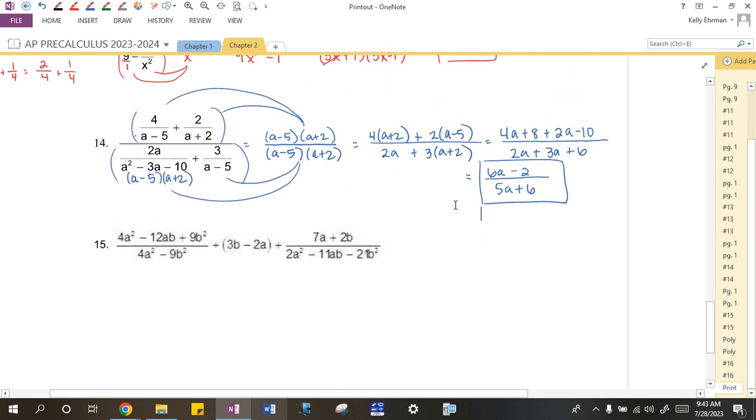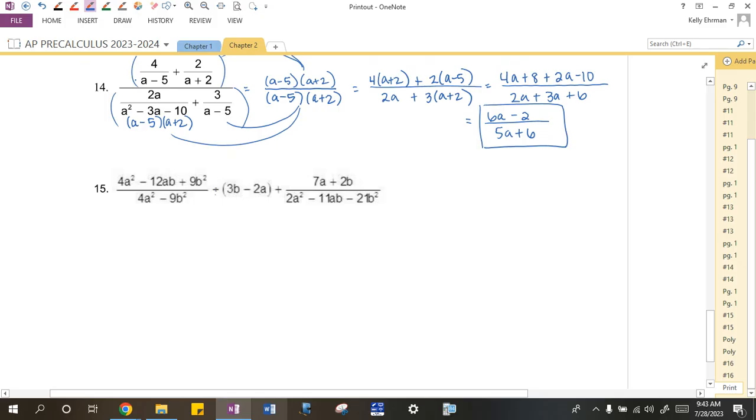Okay, last problem. Looks like we have to pay attention here. This is division, by the way. Division right here, and then addition. So order of operations says you need to do division before you work on addition. So we are first going to work on this chunk of the problem right here. So let's begin by factoring.